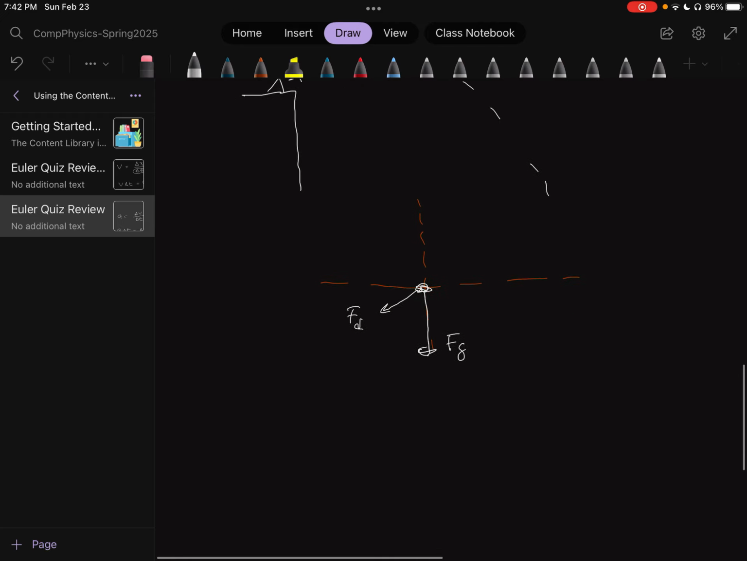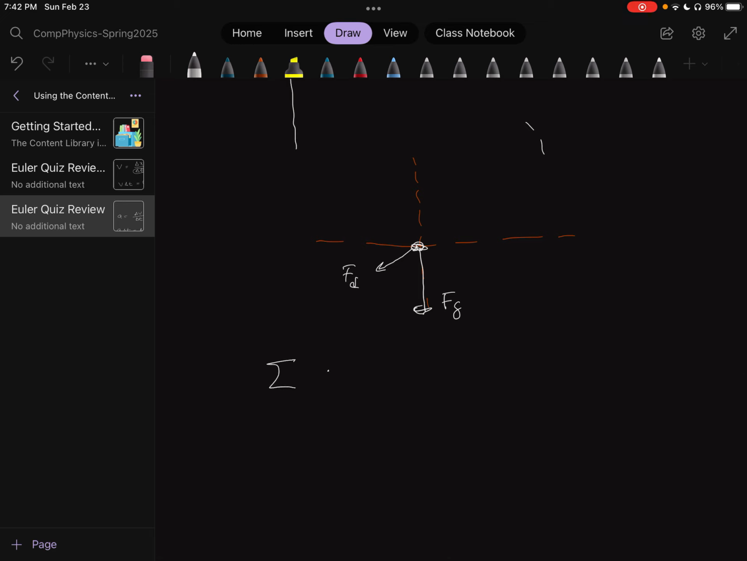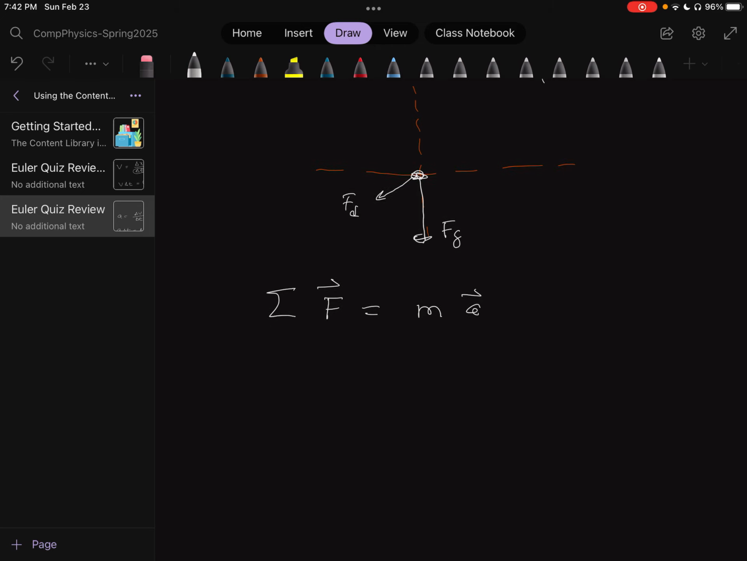Okay, so if we wanted to determine our acceleration, we would apply Newton's second law. Sum of the forces is mass times acceleration. We're just looking at our free body diagram here, so each force we would break into its components. So we'll put a column vector in there, and that's going to give us mass times acceleration in the x and mass times acceleration in the y.